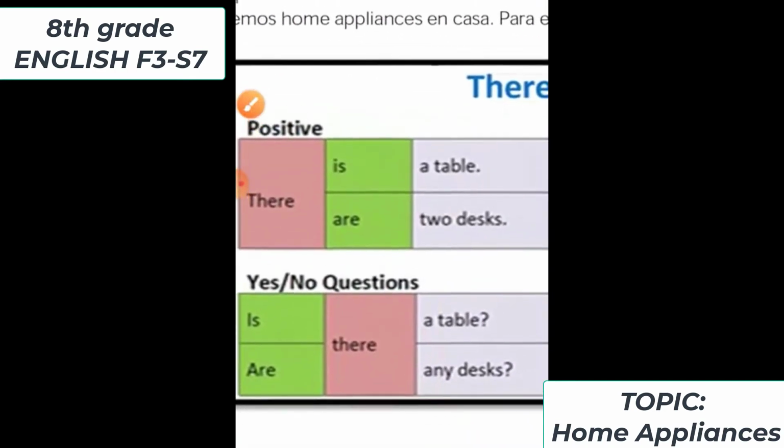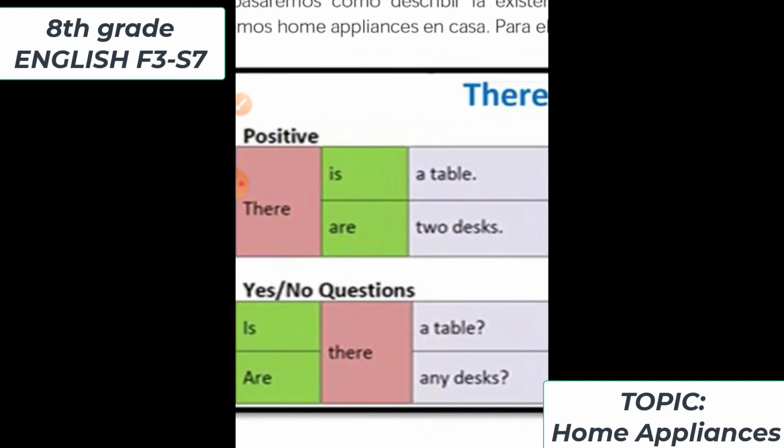Ahora, ¿cómo preguntamos? Imagínate que le quieres preguntar a alguien si tiene algo en su casa. Si la respuesta es there is, en la pregunta solo le cambias el orden. Ya no iría esto primero, sino que ahora iría de segundo. Here you have the example. Is there a table in your house? Yes, there is a table in my house, okay?